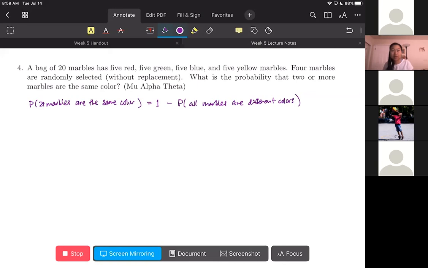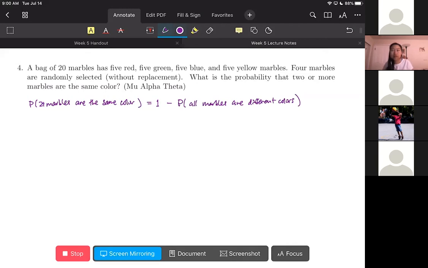But here we have a couple of complications. The first one is that we have multiples of the same color of marbles, right? So 20 choose 4 would work if we had 20 different colors and we want to pick 4 of them. The order doesn't matter. Okay. Then could it be 20 to the 4th power?